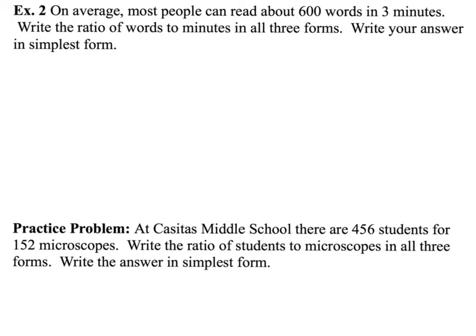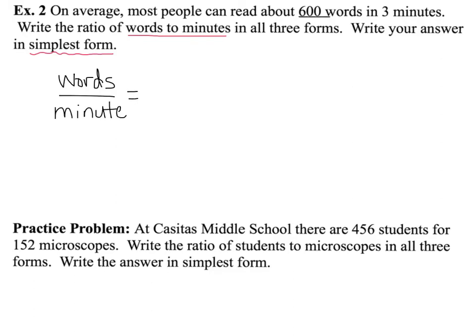Example 2. On average, most people can read about 600 words in 3 minutes. Write the ratio of words to minutes in all three forms. This time we need to write the answer in simplest form. This is just as easy as simplifying a fraction. So if we reread the problem, it says write the ratio of words to minutes, and the word to can be like your fraction bar.